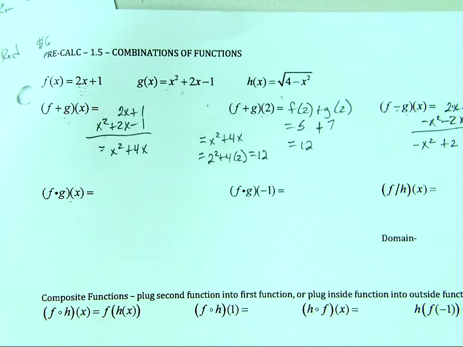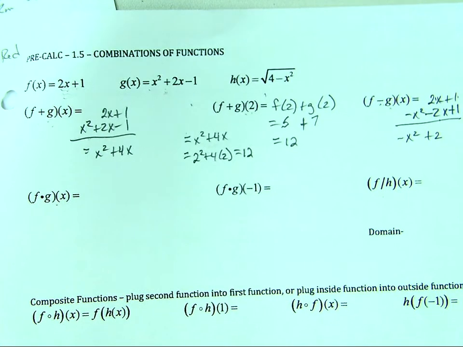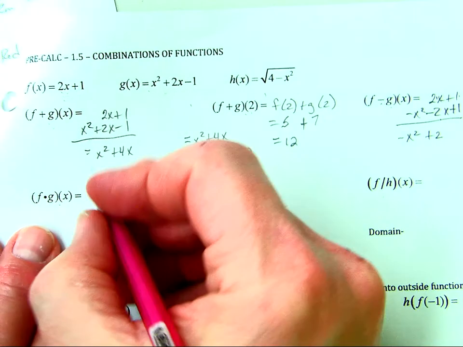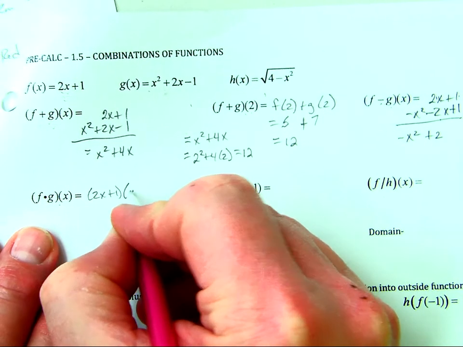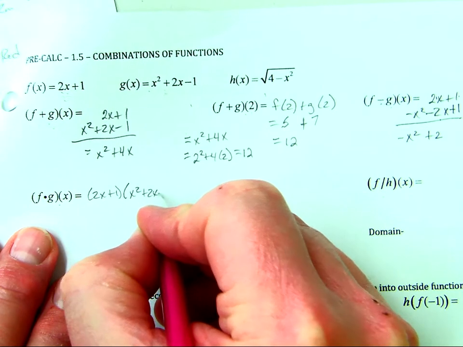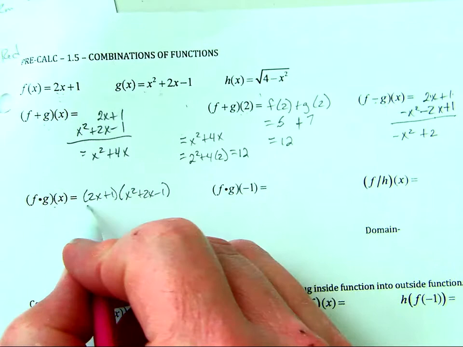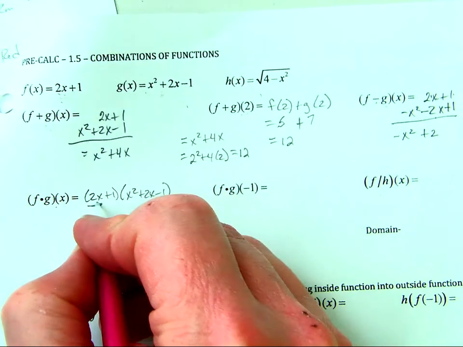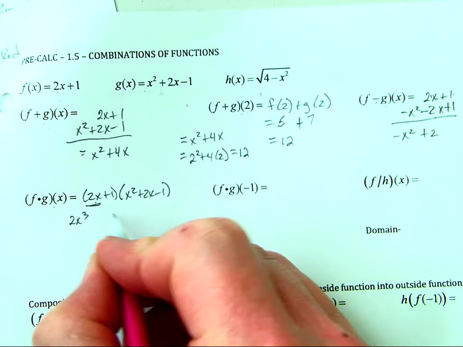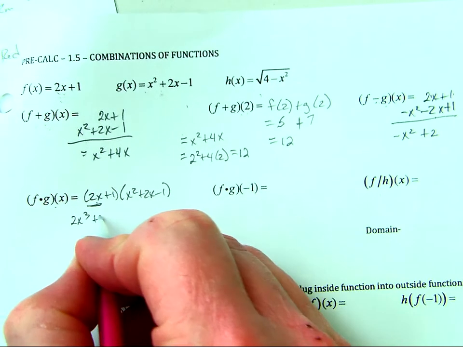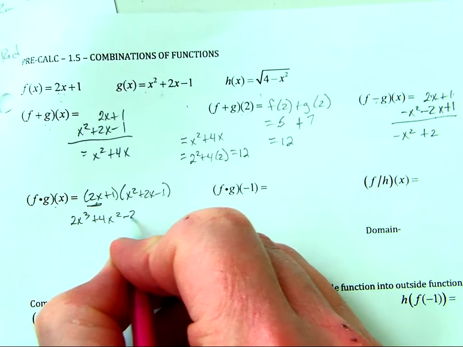It's easy when you're subtracting a function like that to forget to subtract all of them, so be careful. Here, f times g means we're taking 2x plus 1 times all of g, x squared plus 2x minus 1. So there you're going to multiply that out. So we're going to take 2x times all three of these. So 2x times x squared is 2x cubed. 2x times 2x, 4x squared. 2x times a negative 1, negative 2x.